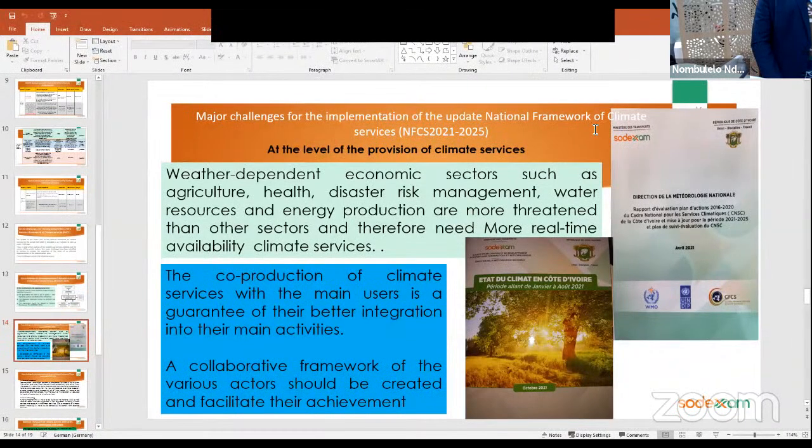Another challenge is that the co-production of climate services with the main users is a guarantee of better integration into the main activities.